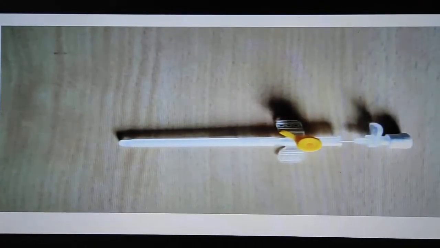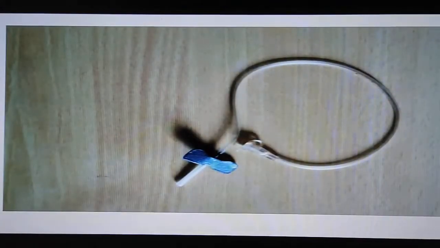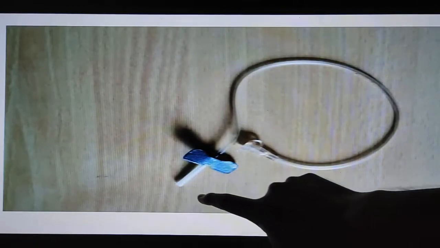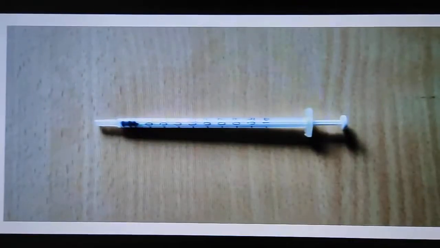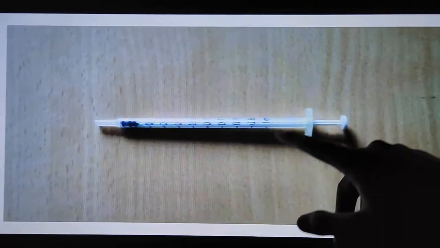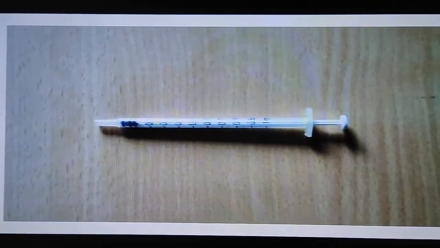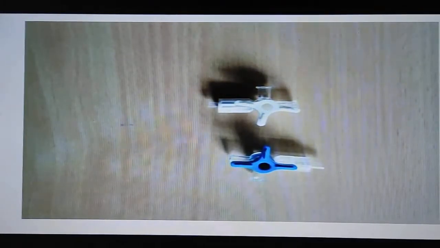This is IV cannula. This is intravenous cannula or Gelco. This is scalp vein set or butterfly set. This looks like a butterfly, that's why this is called butterfly set. This is tuberculin syringe. These are 3-way cannula. This is Lux tongue depressor. This is tongue depressor.